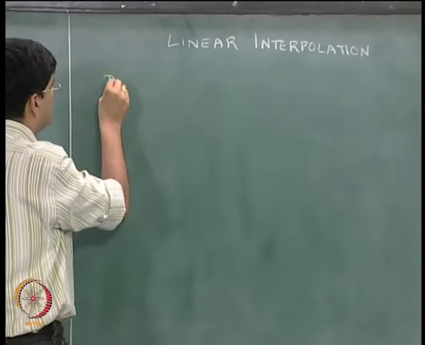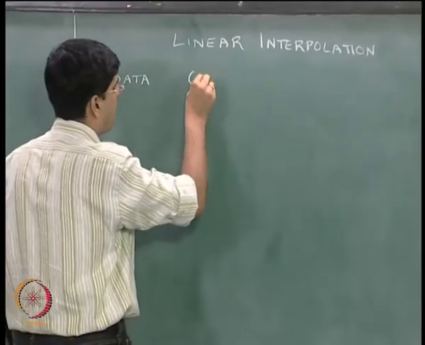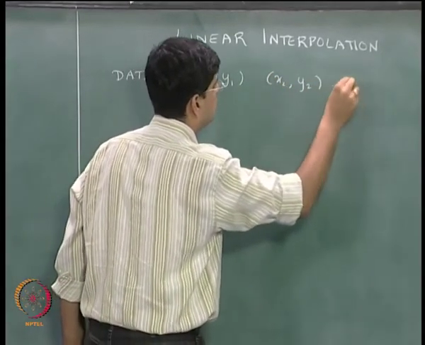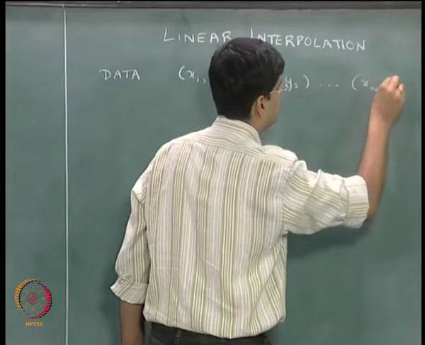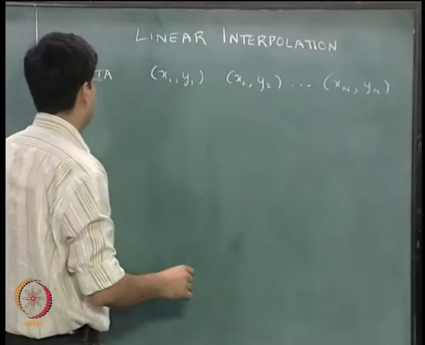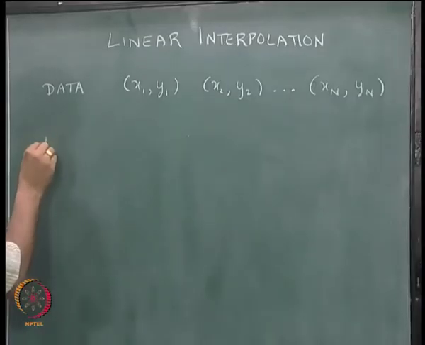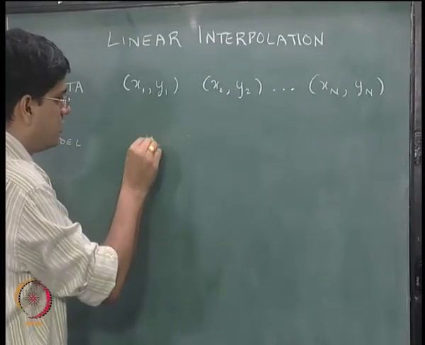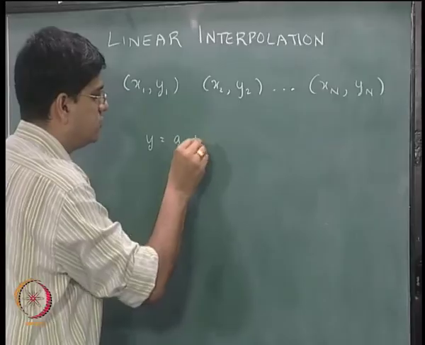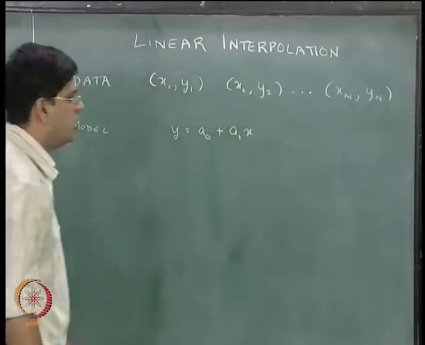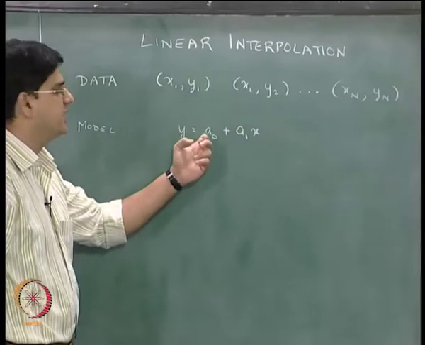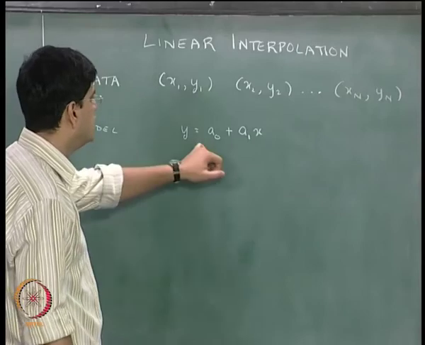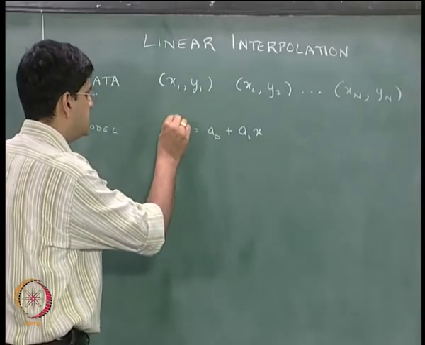we have our data x1 y1, x2 y2 and so on up to xn yn. We want to fit a functional form, or the model form is going to be y equal to a0 plus a1x. a1 is nothing but the slope and a0 is nothing but the y intercept for this particular curve. So, this is the model that we are interested in fitting.